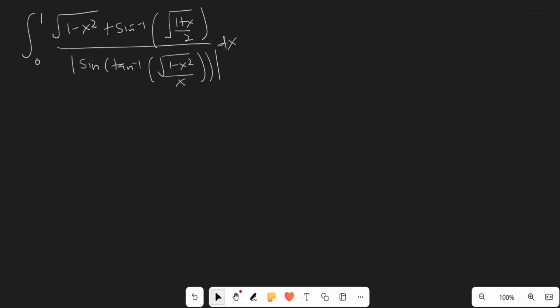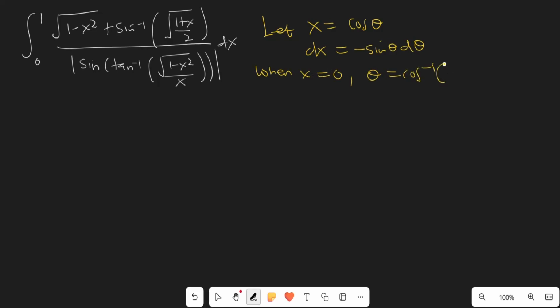So let's start off by using a trig sub. We can let x be equal to cosine of theta, so dx is going to be negative sine of theta d theta. And the change in limits: when x is equal to 0, we have theta equal to the cosine inverse of 0, which is pi over 2. That's cos 90. When x is equal to 1, we have theta equal to the cosine inverse of 1, which is 0. Cosine of 0 is 1. Cosine inverse of 1 is 0.